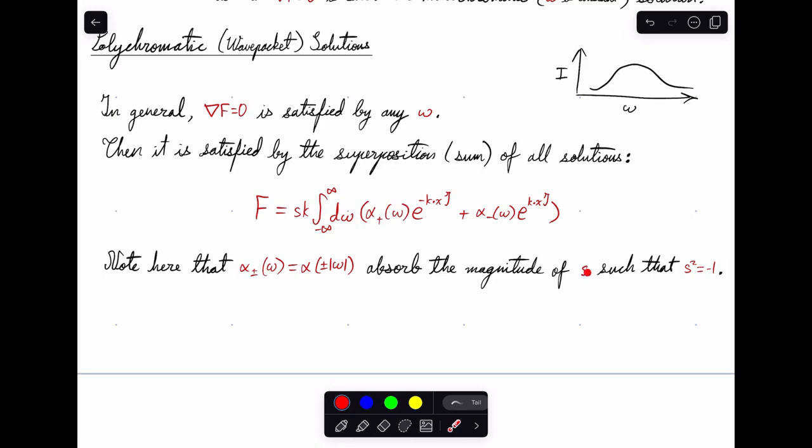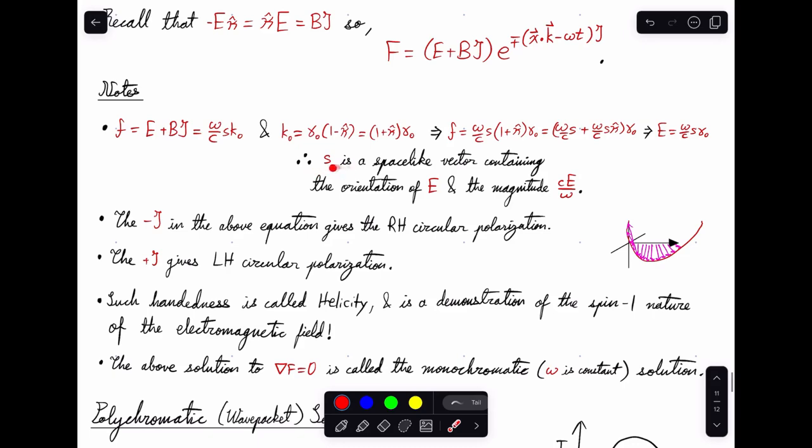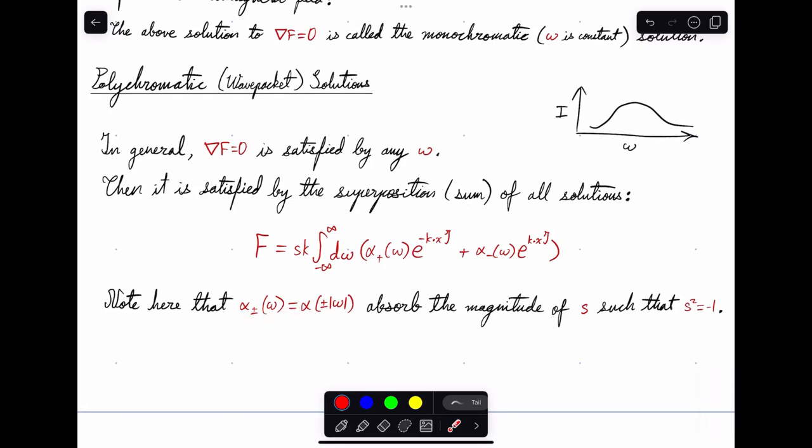And why is absorbing the magnitude into alpha absorbing the magnitude of the field? Well, it's because of this observation up here, that S contains the magnitude of the field and the orientation. So if alpha absorbs the magnitude, then S only has the orientation. And so that's what this is doing right here.